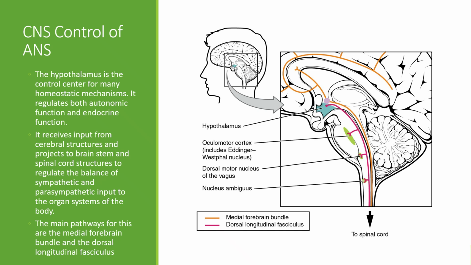The main pathways for this are the medial forebrain bundle and the dorsal longitudinal fasciculus. And they're showing you that in this picture. I'm not as concerned about you knowing the names of the pathways. What I do want you to really know is that the hypothalamus is the control center for this.